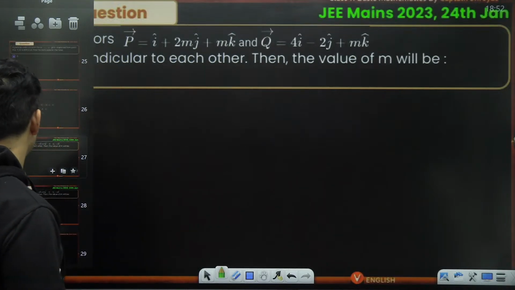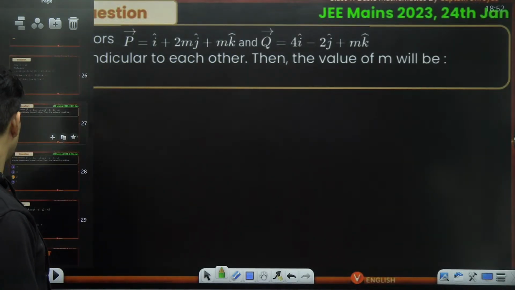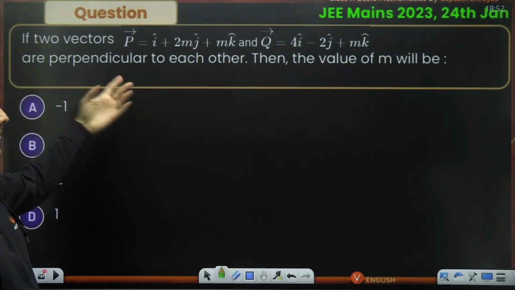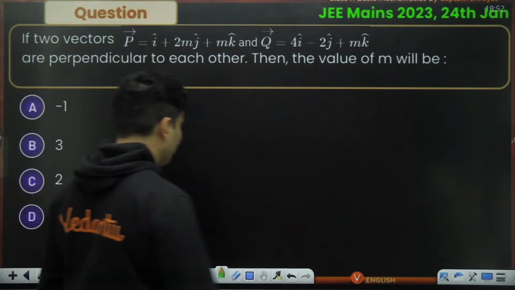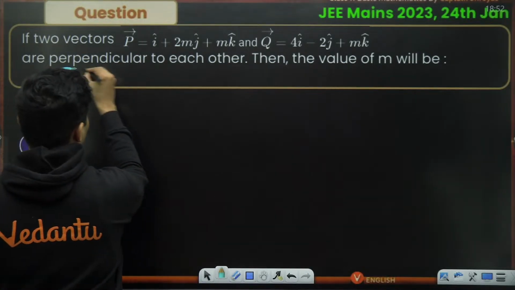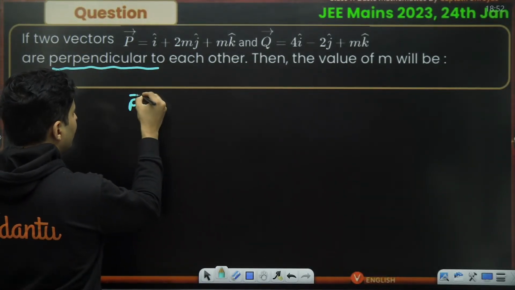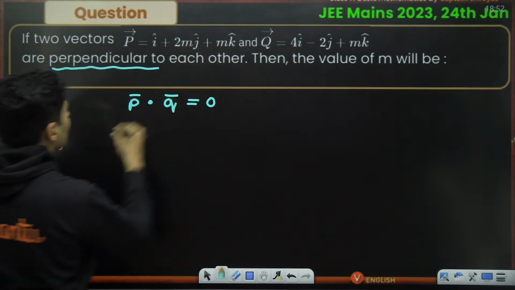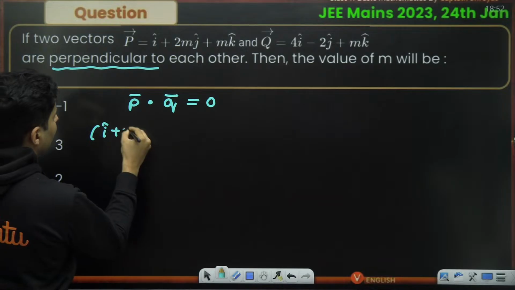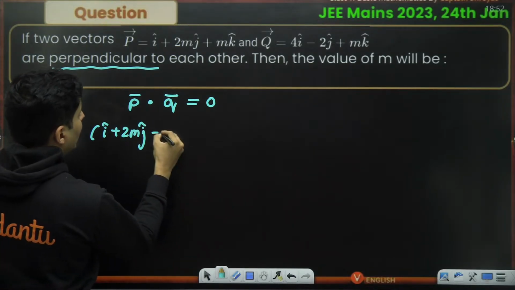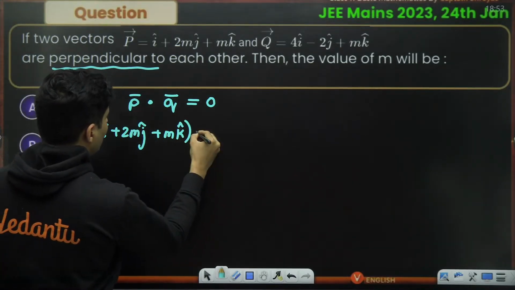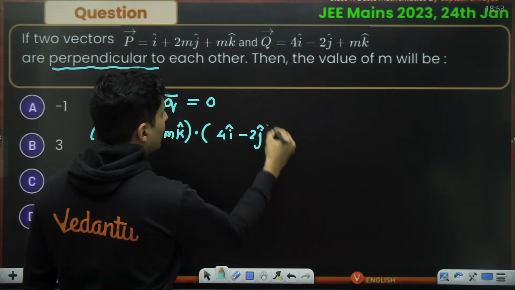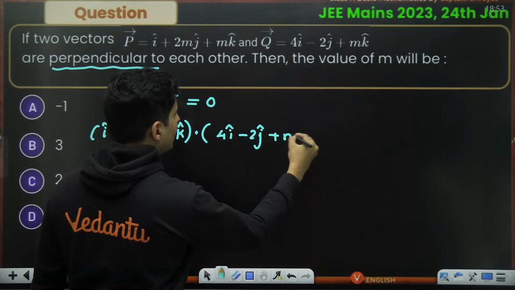Moving on to another question coming up on your screen. These two vectors are perpendicular to each other. Then what is the value of m? I just gave you something called the perpendicularity test. If the vectors are perpendicular, then their dot product is 0. So that means you take i cap plus 2m j cap plus m k cap dot producted with 4 i cap minus 2 j cap plus m k cap.